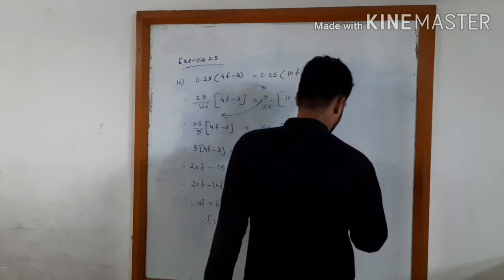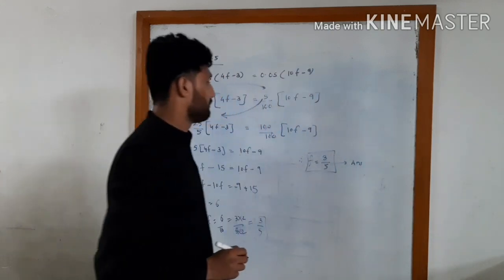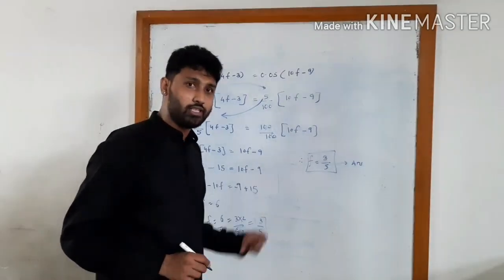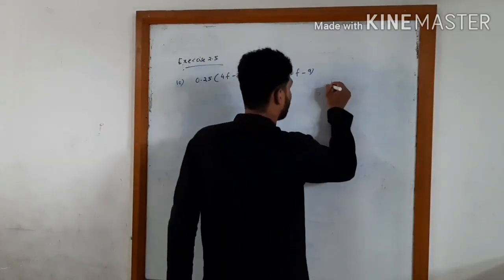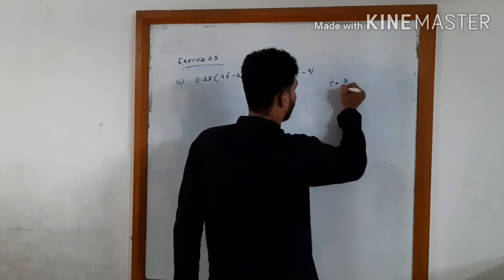This is your answer. F is 3 by 5 is your answer. Our answer is f is 3 by 5. Let us check.